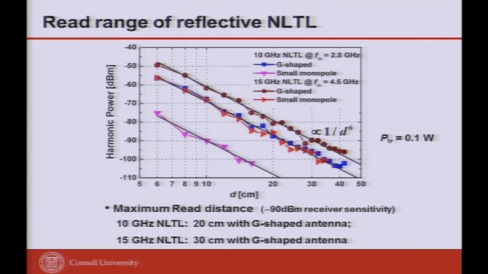Do you have polarization issues here? Do you get polarization scattering? Yeah, randomization, so yes, you can lose from that too. Is it different for the harmonics? Depending on the antenna, right? So yes, but the G-shaped antenna is in the same polarization for the fundamental and the second harmonic.